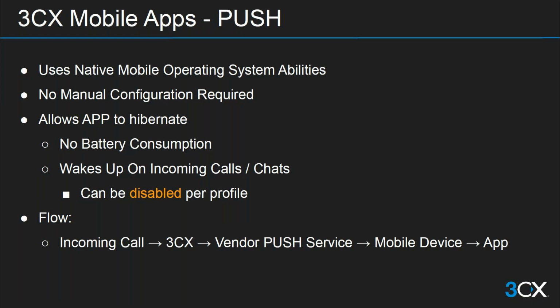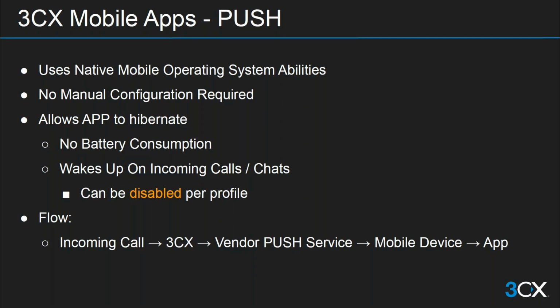The 3CX mobile apps' push notifications use the native mobile operating system abilities. No manual configuration is required. It allows the app to hibernate. There is no additional battery consumption due to that. It wakes up on incoming calls. Chats can be disabled per profile. So the profile is in regards of away, do not disturb, available, that kind of stuff, where you can enable it or disable it.